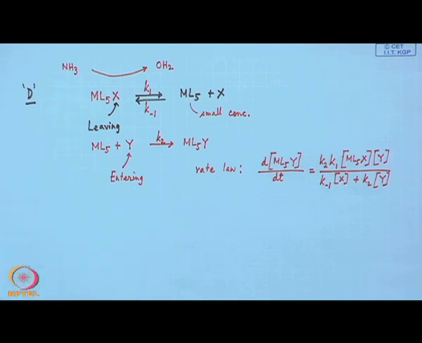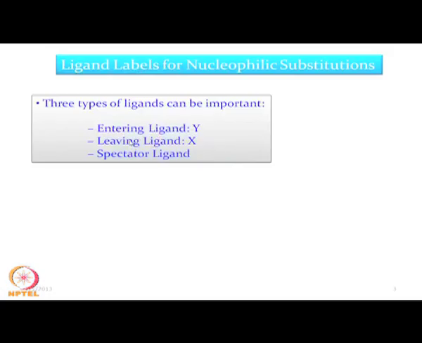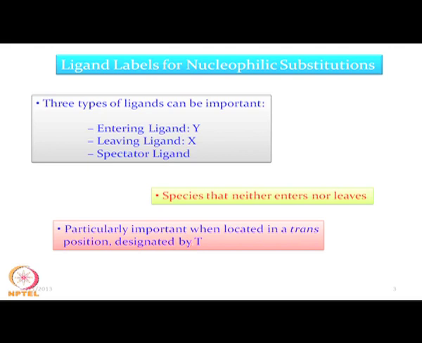So, we have three different types of ligands: which is entering, which is leaving, and which is remaining as the spectator ligand. So, this species that neither enters nor leaves, what are these spectator ligands? Spectator ligands are those ligands which are not entering into the system nor leaving the system, and particularly important when we find them located in a trans position designated by T.